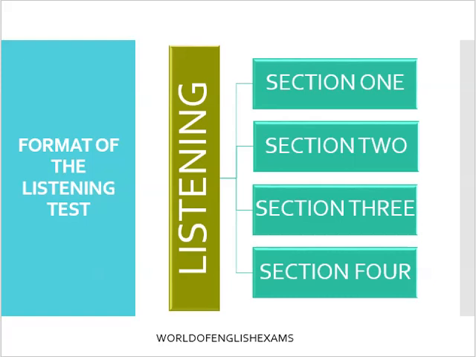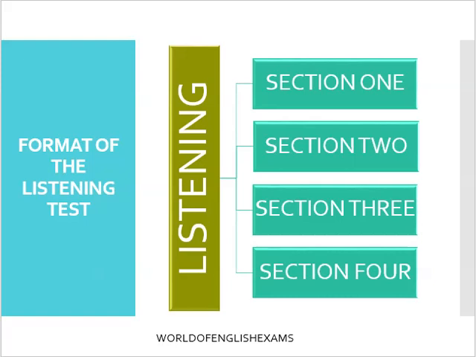Then moving on to section 2. Section 2 is called a monologue. Mono indicates one and log indicates a talk. So here you will hear a talk given by just a single speaker. Only one speaker will be talking throughout. Just like in section 1, section 2 also contains 10 questions. Then section 3 also contains 10 questions, from 21 to 30.